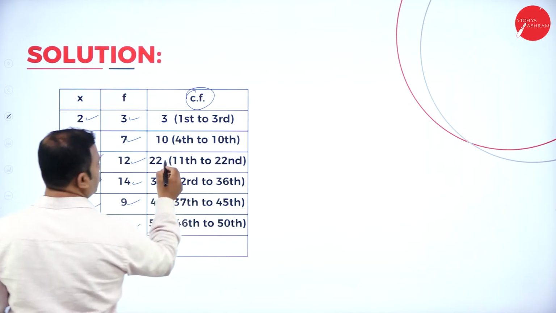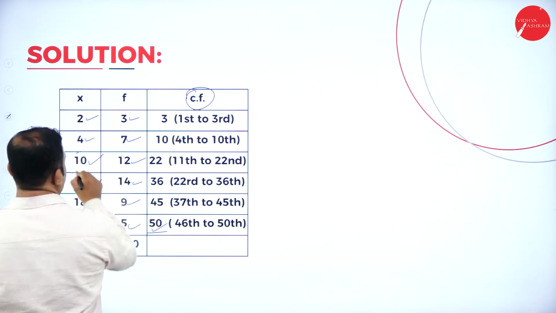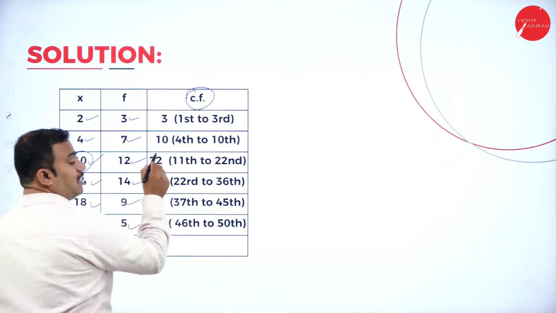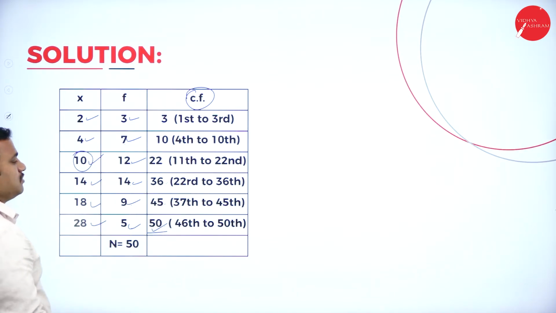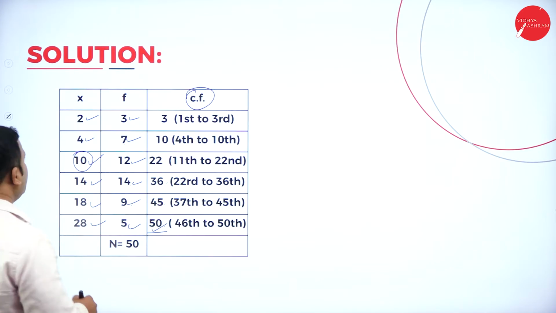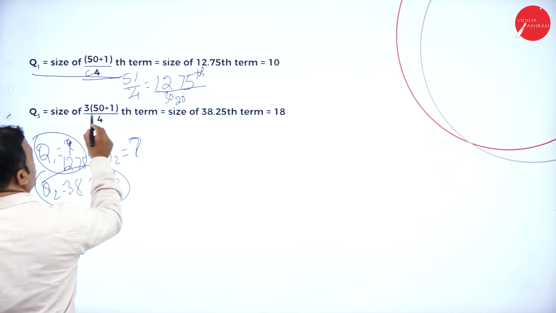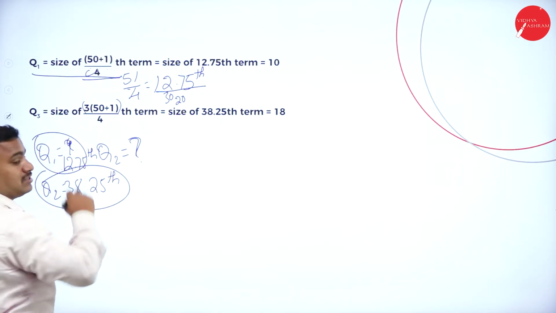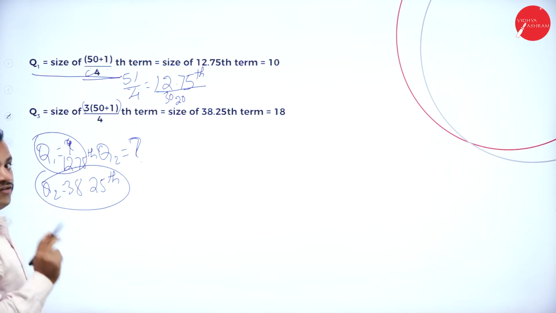Between this, that is 10. 10 is the value, that is the 12.75th term. Similarly for Q3, Q3 is equal to the size of the third term. We have to consider the frequency of that now for Q3.